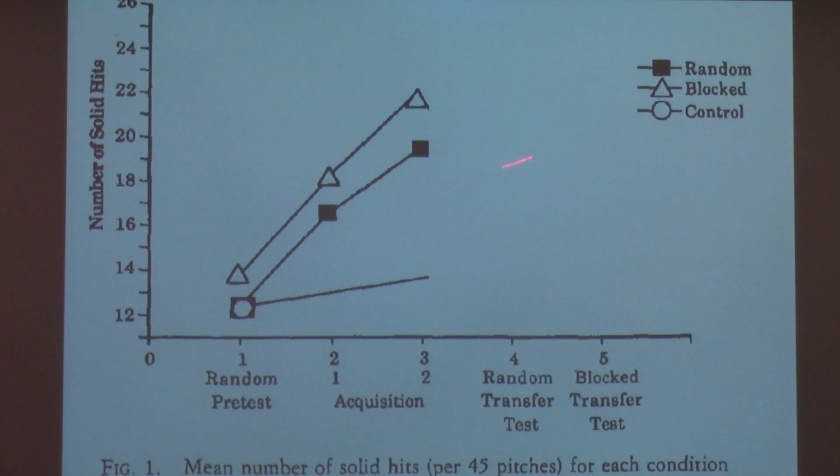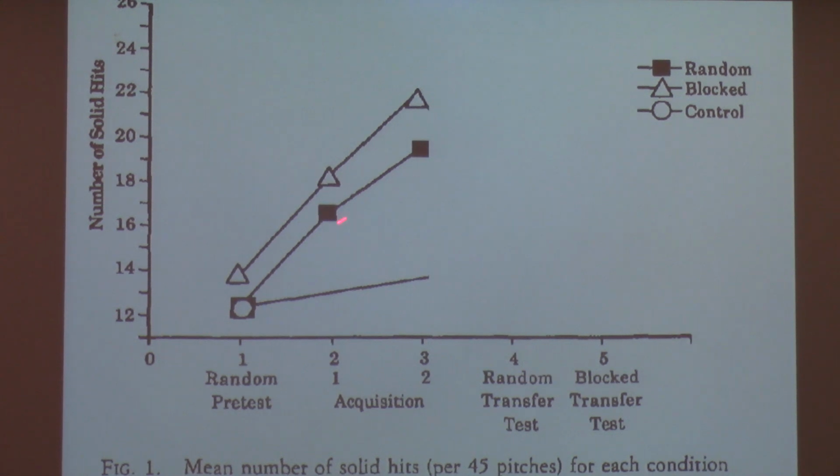And then let's take a look at the block group. So the block group is the white triangle. So these are the ones that got 15 of the same kind of pitch thrown at the player, right? So that's block practice. And as you can see, their performance during practice, this is called acquisition, but that's actually another fancy word for training, right? So during acquisition or training, as you can see in the block group, their improvement, the steep line going up, is actually good, right? It looks really nice, right? Block group is doing very well, they're getting lots of good solid hits.